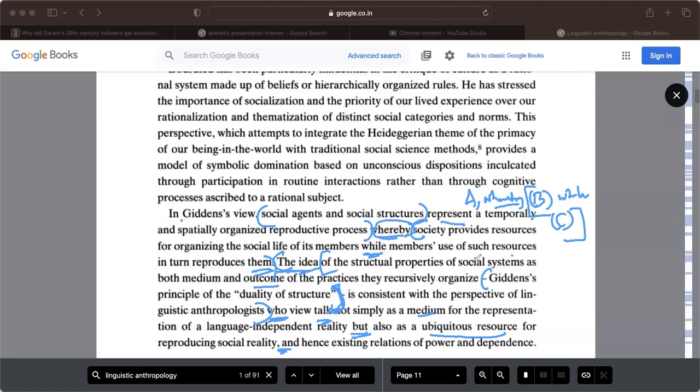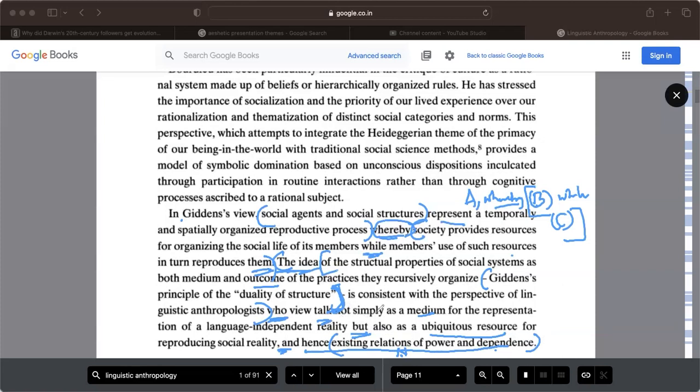So linguistic anthropologists view talk not simply as a medium, but also as a ubiquitous resource. Ubiquitous resource for what? Ubiquitous resource for reproducing social reality, and hence existing relations of power and dependence, okay? So this last part is a tricky part. You have to equate this particular part also. Hence existing relations of power and dependence. Existing relations of power and dependence is basically a noun, okay? So it has to be equated to another noun in the sentence.